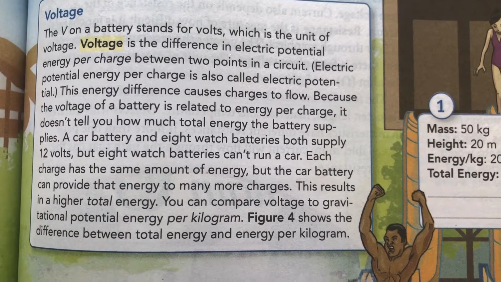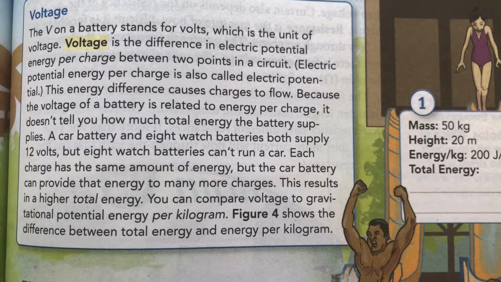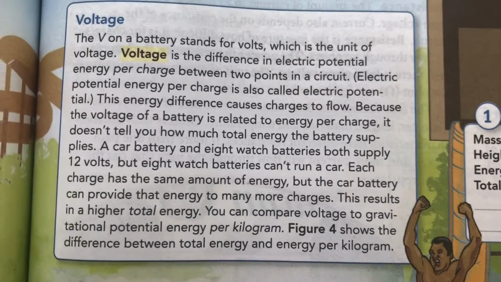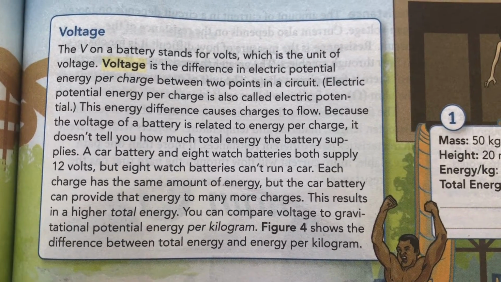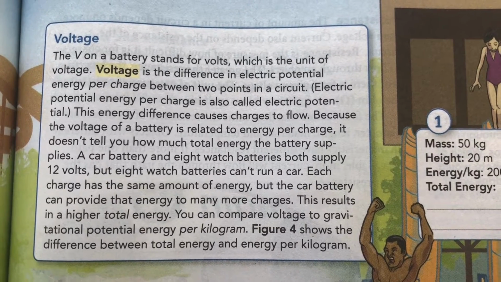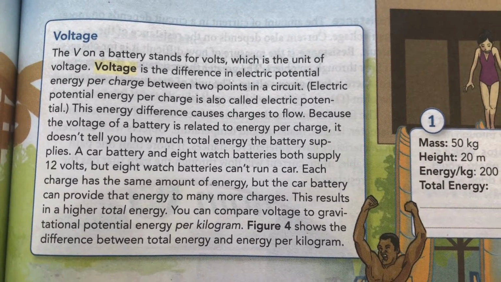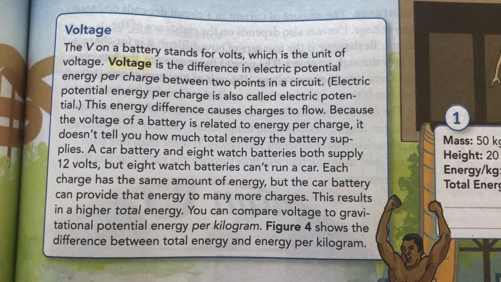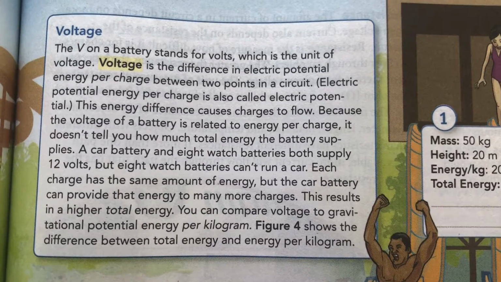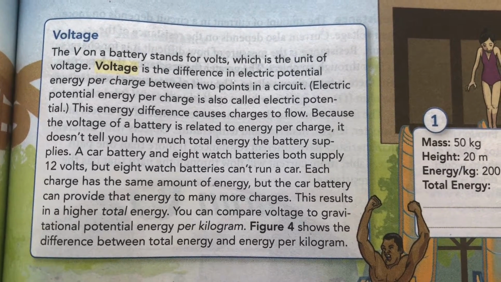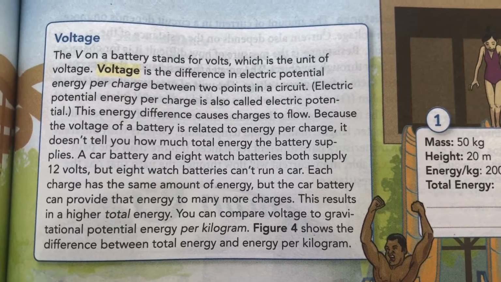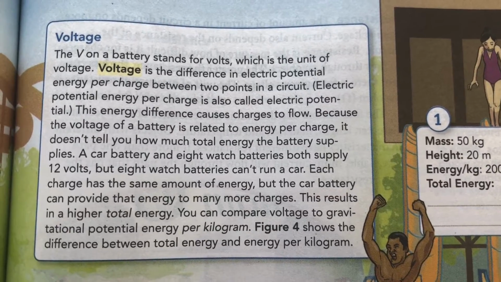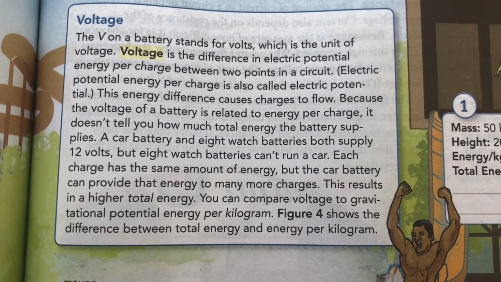Because the voltage of a battery is related to energy per charge, it doesn't tell you how much total energy the battery supplies. A car battery and 8 watch batteries both supply 12 volts, but 8 watch batteries can't run a car. Each charge has the same amount of energy, but the car battery can provide that energy to many more charges. This results in a higher energy total.